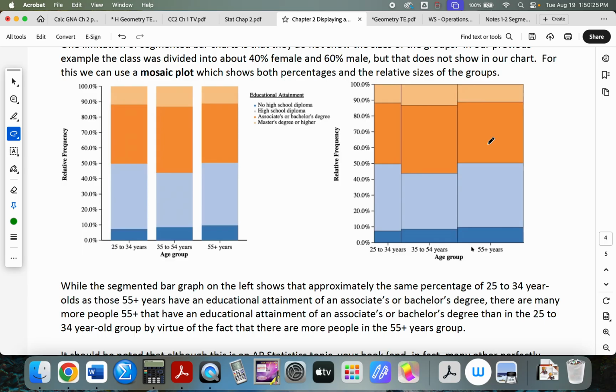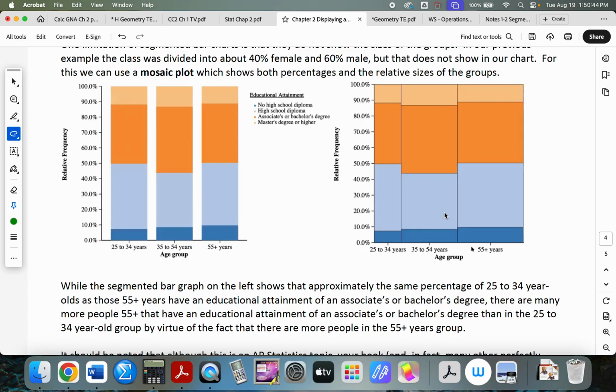Now, segmented bar graphs, I think, are great when the groups that you're looking at have about the same number of people in them, or about the same number of whatever it is in them. When they differ by quite a lot, a mosaic plot is better.